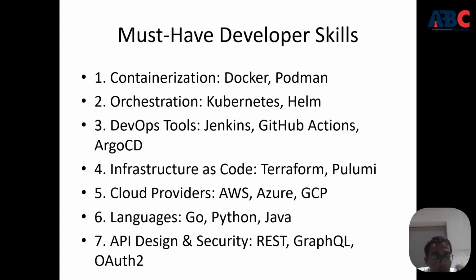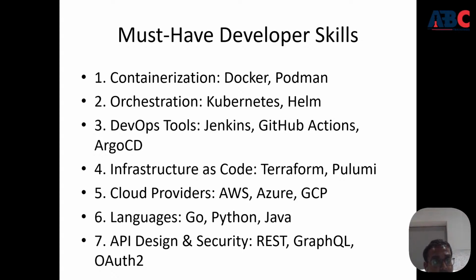Now, the next point is must-have developer skills. So to succeed in cloud native roles, developers need containerization, that is Docker and Podman, and both of these are used to create and manage containers that run reliably across environments. After that, the next point is orchestration, that is Kubernetes and Helm. So Kubernetes handles container orchestration, and Helm simplifies deployment of complex applications. For example, IBM uses Helm charts for deploying microservices.